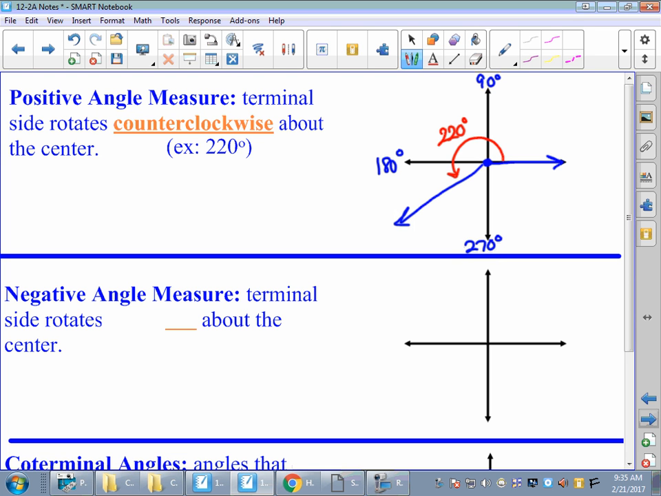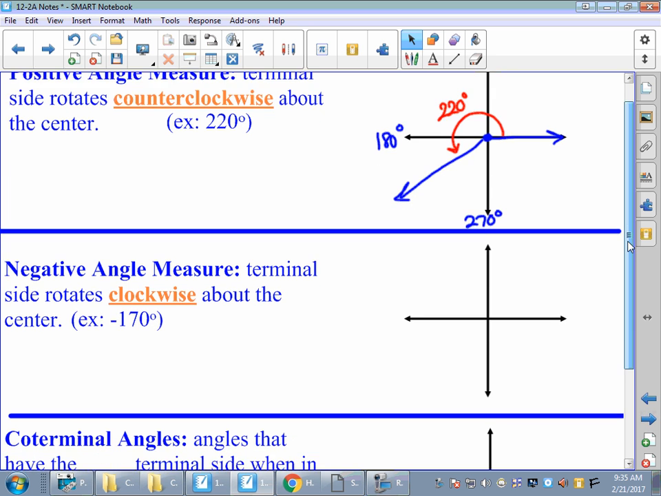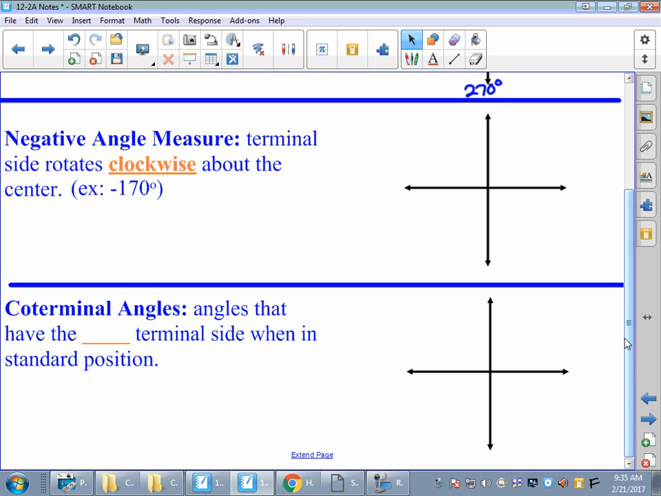A negative angle measure, you could probably guess, is when the terminal side rotates clockwise about the center. So we're going to move the opposite way around this circle. When we move the opposite way, the quadrantals also show up in the opposite direction. So here's my initial side. This would be 0 degrees. This would be negative 90 degrees. This would be negative 180 degrees.